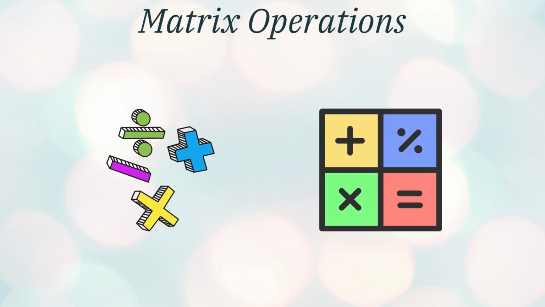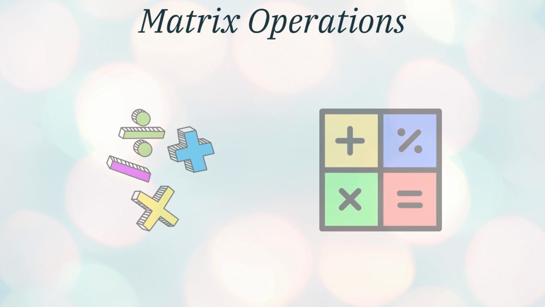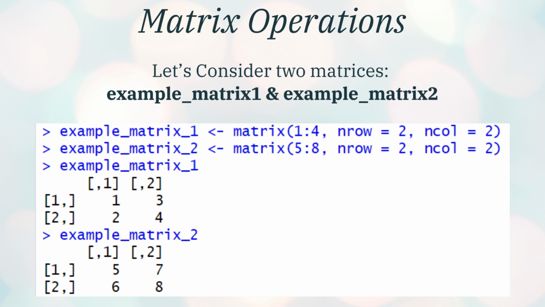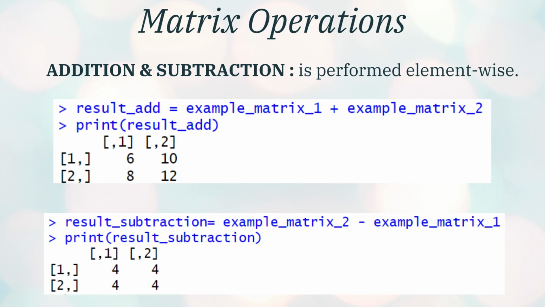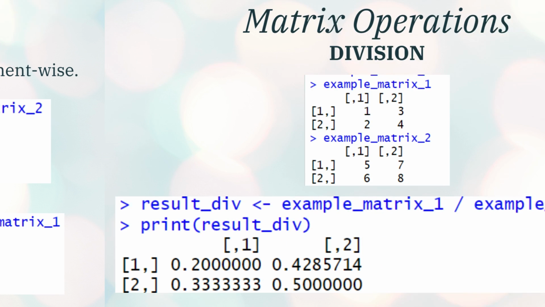Matrix operations. Matrices support various operations like addition, subtraction, and multiplication. Let's create 2 matrices, example_matrix1 and example_matrix2, and perform some operations. Here are 2 by 2 matrices. Let's add them together. As you can see, addition is performed element-wise. The same goes for subtraction.